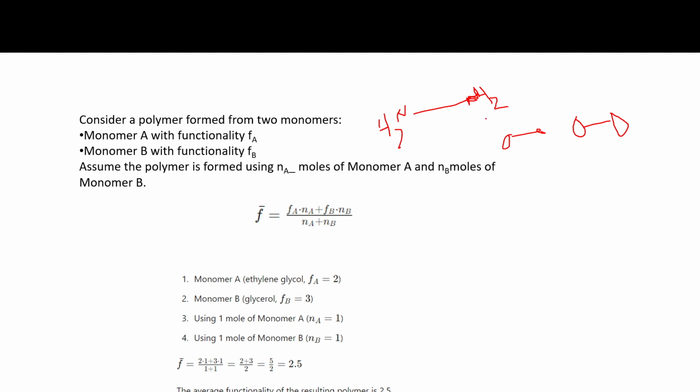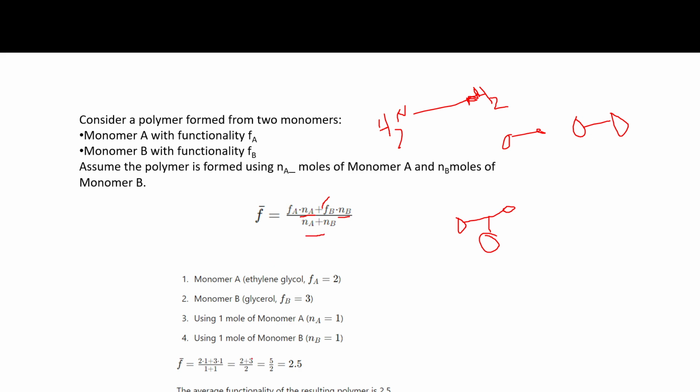If there is a molecule like that, where one molecule has three functional groups and another molecule has two functional groups, how will its average functionality be? To calculate the average functionality, the equation will be like this: the functionality of the first molecule times its number of moles, plus the functionality of the second molecule times its number of moles, divided by the total number of moles. That will give the average functionality.